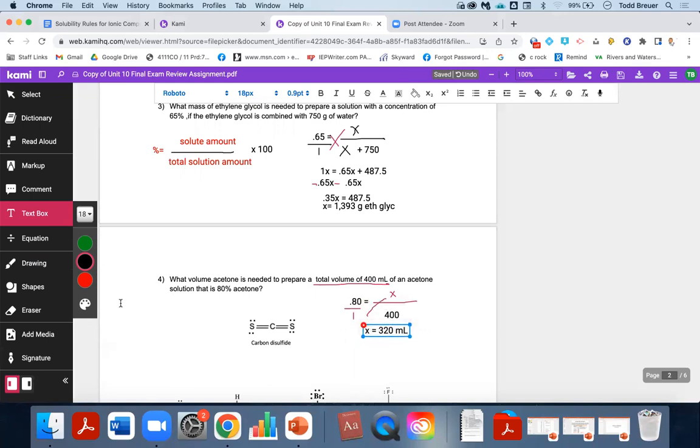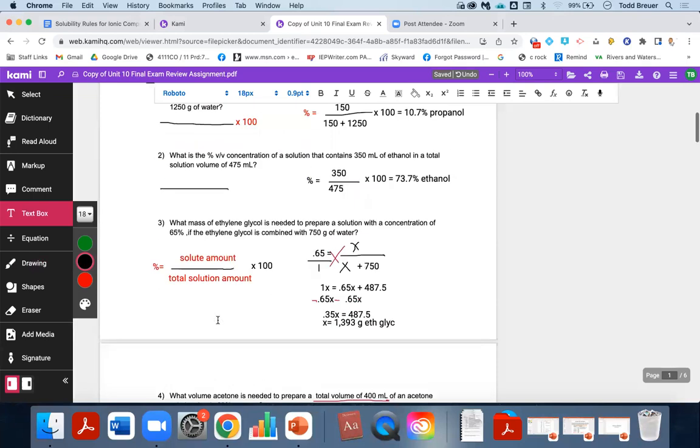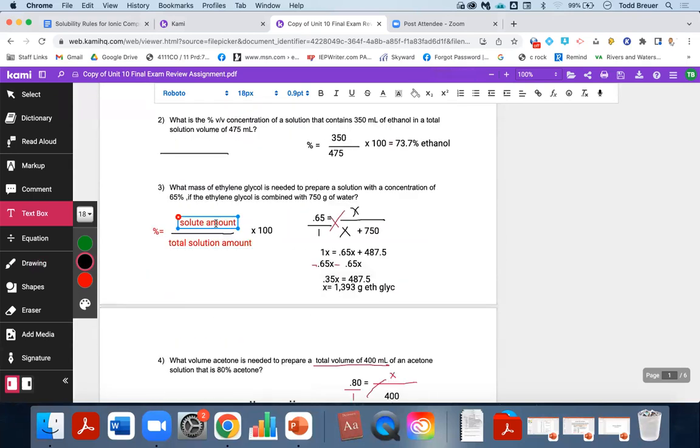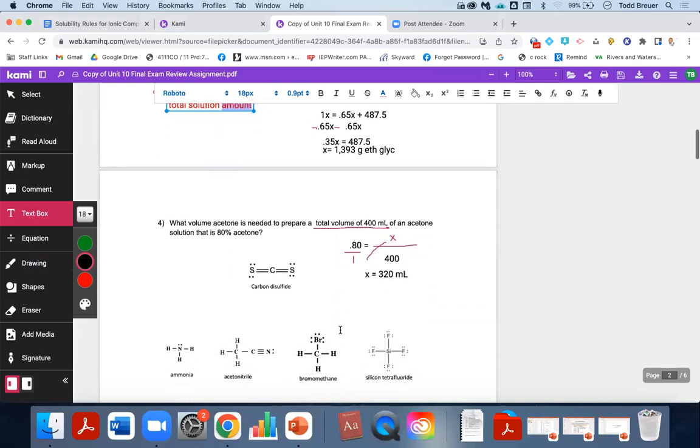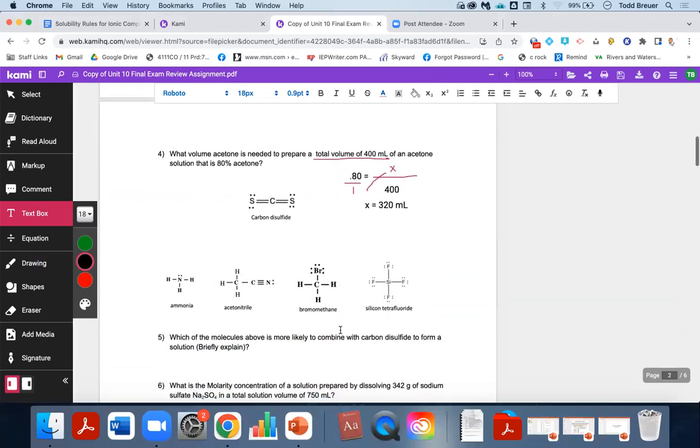And that's how we go about solving for percentage style calculations. So you look at your formula and you apply it accordingly. Just keep in mind, total solution amount is on the bottom, and the words need to be read carefully as to whether or not they gave you the total, or you have to add the solute amount to the amount of water that was added.